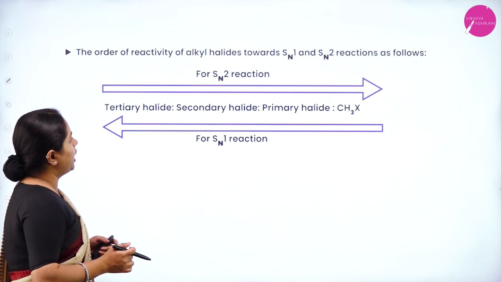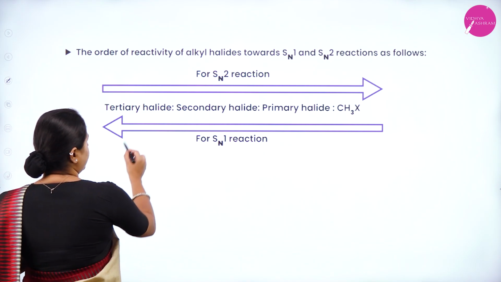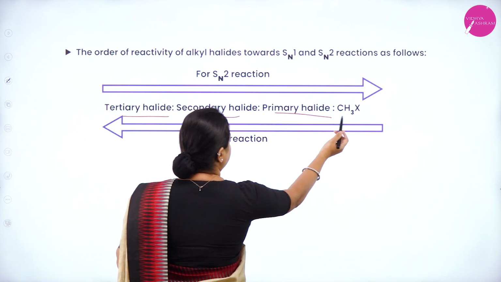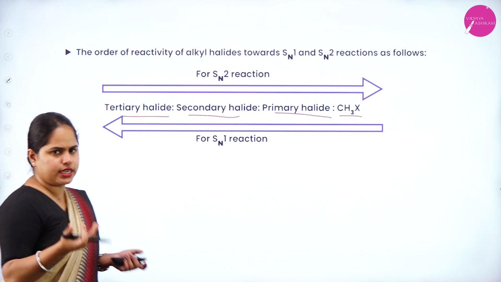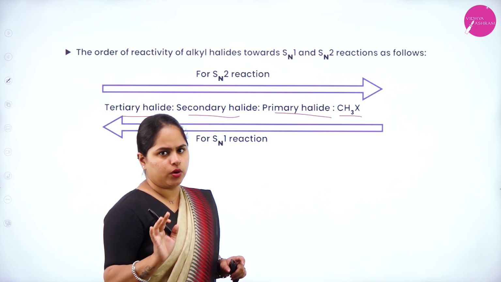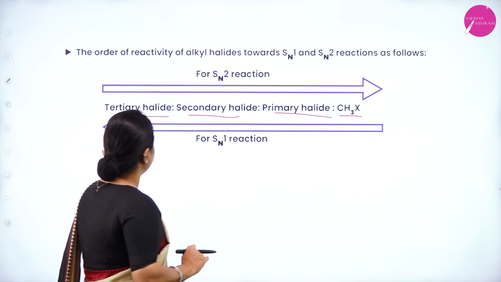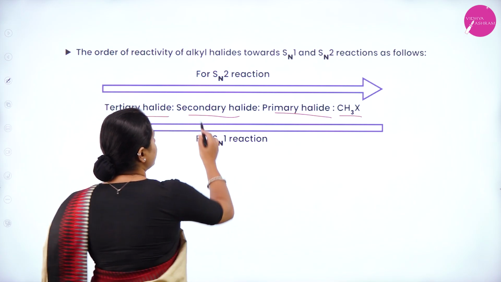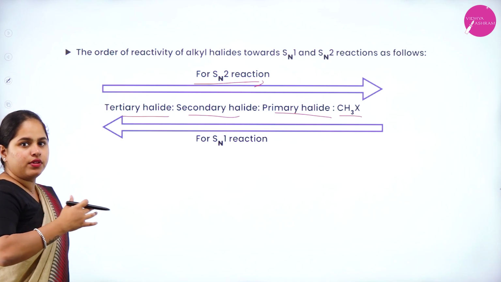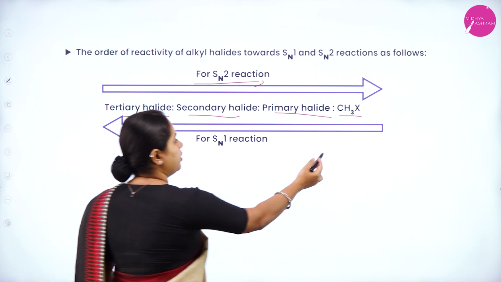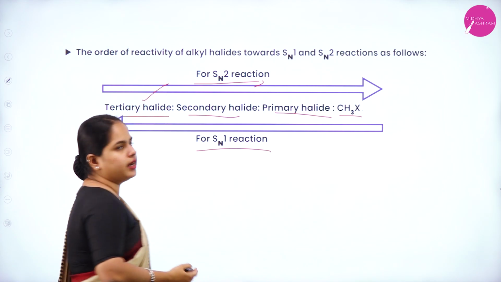So, the order of reactivity of alkyl halides towards SN1 and SN2. We have already discussed this: tertiary, secondary and primary, and this is the methyl halide, that is CH3Cl, CH3Br, any one. There are no other carbon atoms, that is why that comes last. So, all this, if we are considering, will be the order for SN2. We have already discussed that tertiary will have the least reactivity, and the highest will be for the methyl halide. Now for SN1, the highest will be shown by tertiary halide.